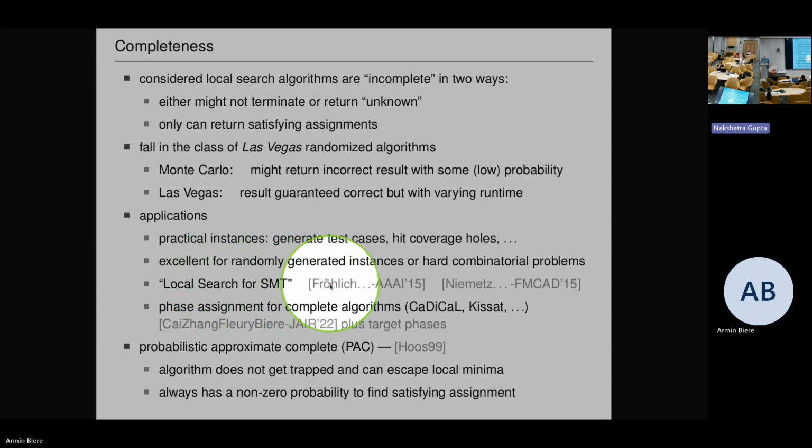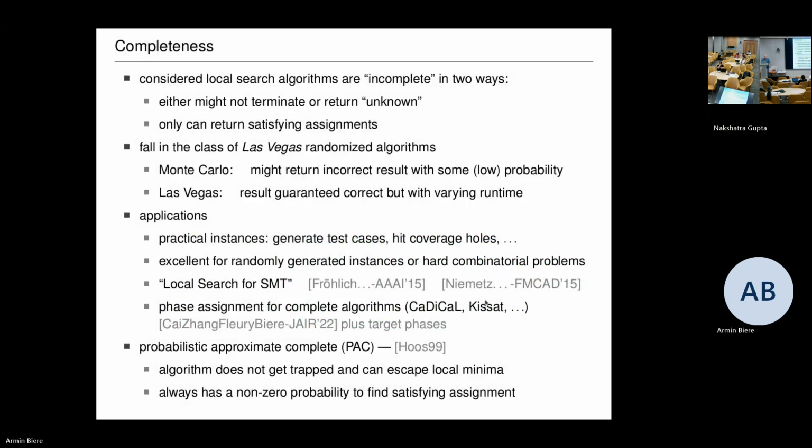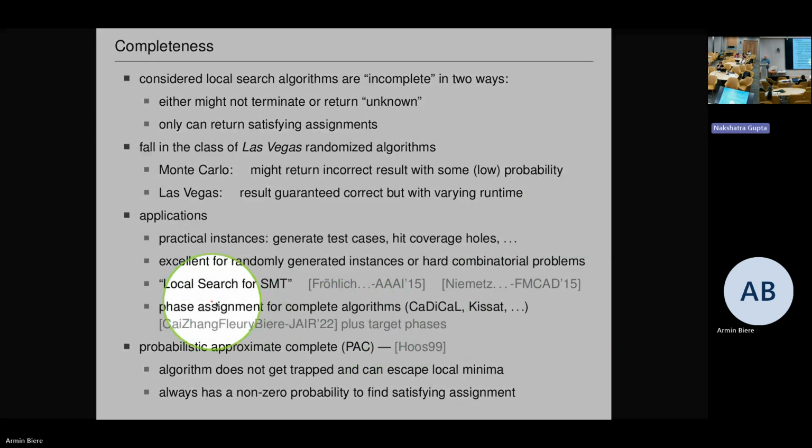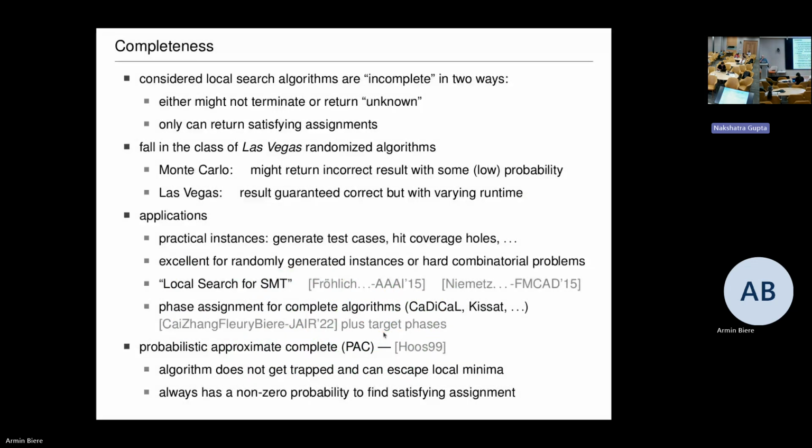My students did the first SMT version for that, and then another student extended this for bit vectors. There too, it's actually helpful. What I just showed, this target phase assignment, in particular the rephasing using local search, is very useful if you combine it with target phases. But now coming to the main point of this.